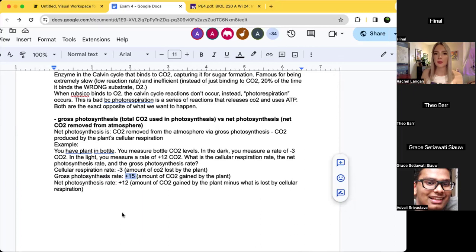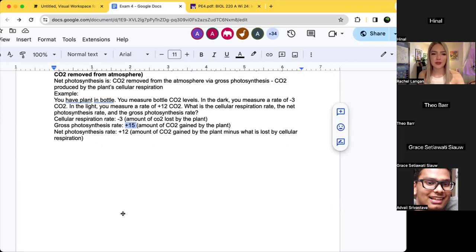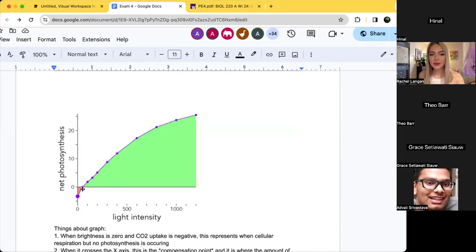Yeah, question? Why is the cellular respiration rate -3? It's just by convention, I just chose one way. You could also represent it as +3 and then the photosynthesis as negative. It's just by convention, we usually talk about the cellular respiration as being the negative and the photosynthesis as the positive. Okay, thank you. You're welcome.